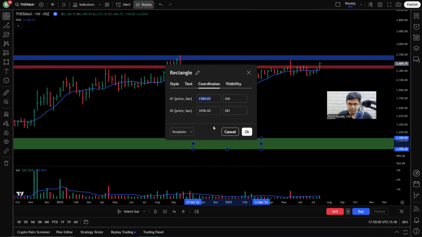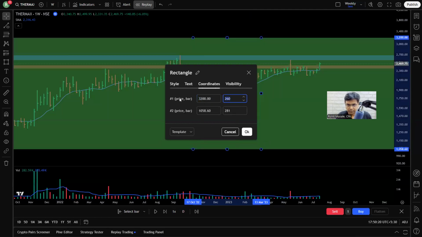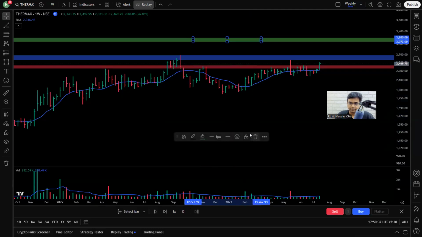Then this will be 25% above the 2560 pivot point. 2560 multiplied by 1.25, 3200. Then this number is 20% above 2560. So 2560 multiplied by 1.20, 3072. Okay, so now we have the buying range.